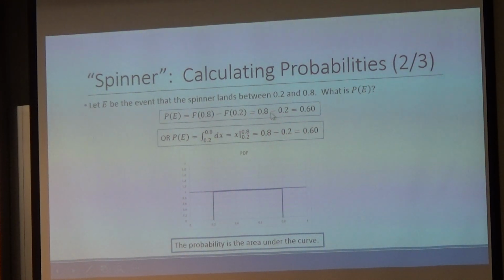I could equivalently do this with the CDF. This guy is telling me the probability I'm less than or equal to 0.8, and this guy is telling me the probability I'm less than or equal to 0.2. So the probability I'm between 0.2 and 0.8 is the probability I'm less than 0.8 minus the probability I'm less than 0.2, and that gives me 0.6. It's exactly equivalent to do these calculations using the CDF function, the big F, or the PDF function, the little f, using the integrals. So it's whatever's more convenient.